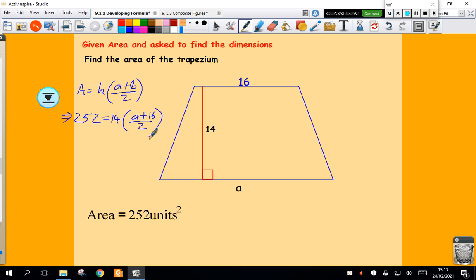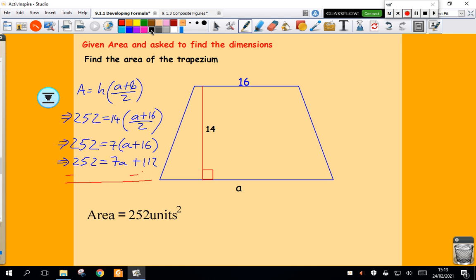And now it's just solving a linear equation here, so I've got 252 is equal to, I'm going to factor out this division by 2 into this term here, so 14 over 2 will be 7, so I'm going to get 7 times A plus 16. I'm going to distribute on the right hand side. On the left I still have 252. 7 times A, 7A. 7 times 16, 7 times 10 is 70, 7 times 6 is 42. Combined gives me 112.